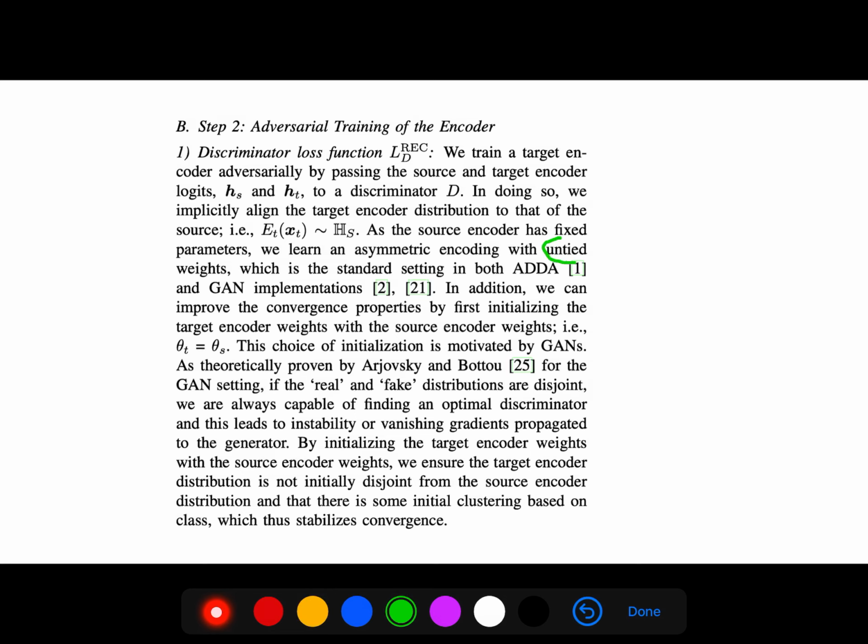This is an important topic in deep learning, which is the standard setting in both ADDA and GAN implementation. In addition, we can improve the convergence properties by first initializing the target encoder weights with the source encoder weights.